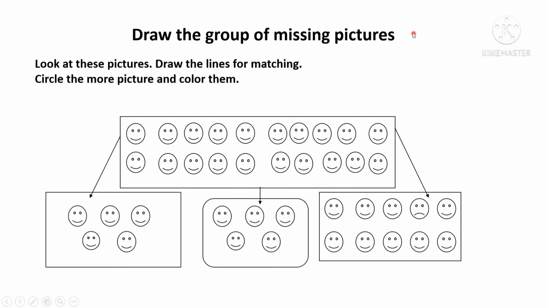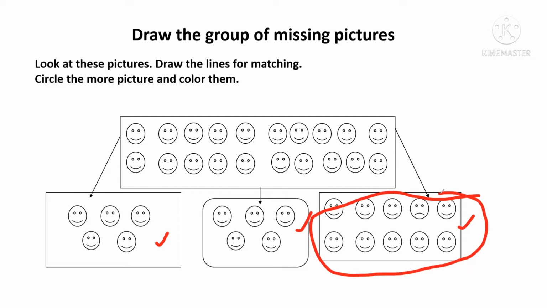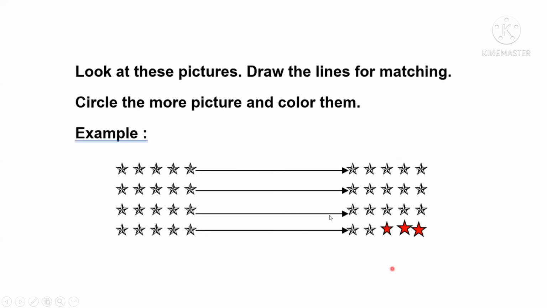Now let us compare the distribution. Here, this big number 20 has been distributed to 3 groups. 1, 2, 3. Now among these 3 groups, which one is the more than picture? Here, this one. This one is the bigger one, so we circle it because it has 10 smileys and others have only 5. Now, let's look at these pictures. Let's draw the line for matching and then circle the more than picture.